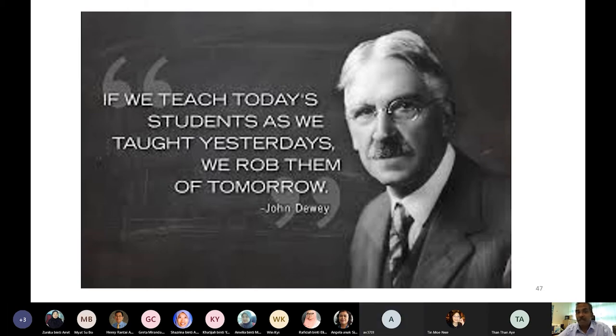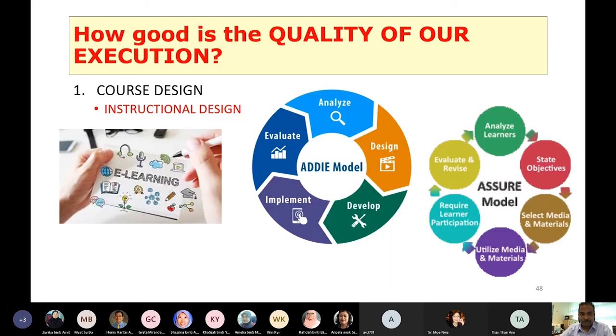But bear in mind, this guy came up with this quote somewhere in the early 1900s. And it's very apt for now. It's still very apt for now. And the way we are going to teach is going to be different from now onwards. And very true.